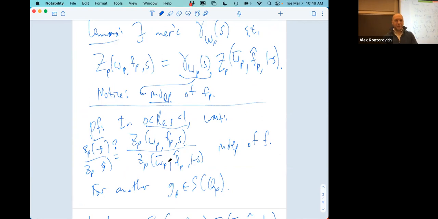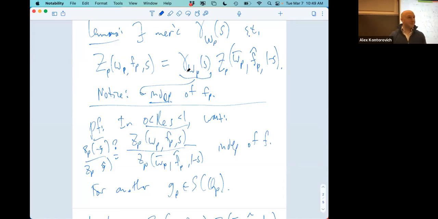Okay, so the point is this ratio does not depend on F, because if you replace F by G, you get the same thing. So I just take any F and I take this quotient. I claim that there exists this meromorphic function. What is it? Choose any F, take the quotient, and it'll be independent of the choice of F. That's my gamma.